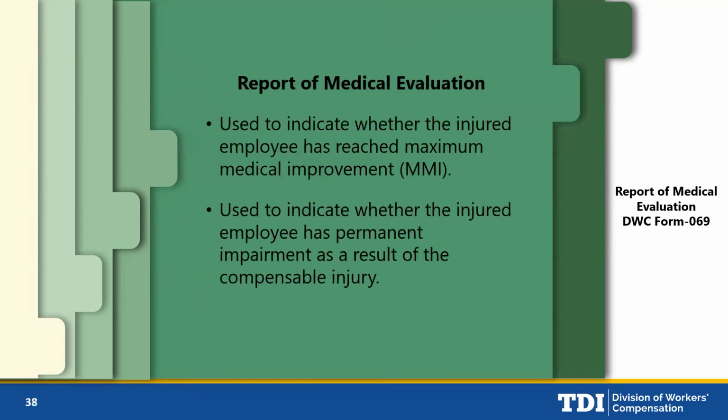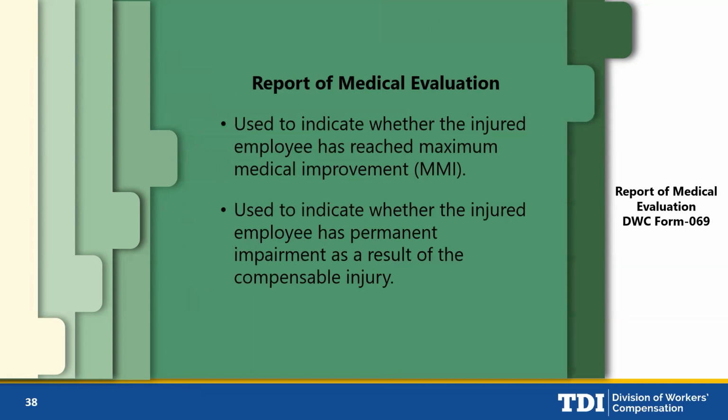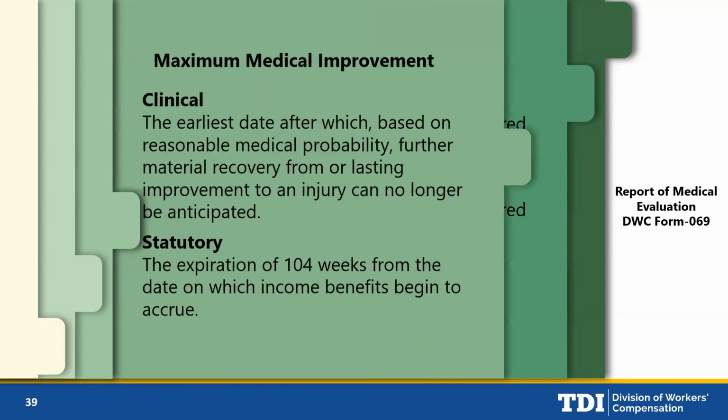The purpose of the form is to indicate whether your injured employee has reached maximum medical improvement. You'll hear us talk about MMI all the time. It's a date, and it's used to indicate whether or not you think your injured employee has the permanent impairment as a result of that compensable injury. So that's the purpose of this form.